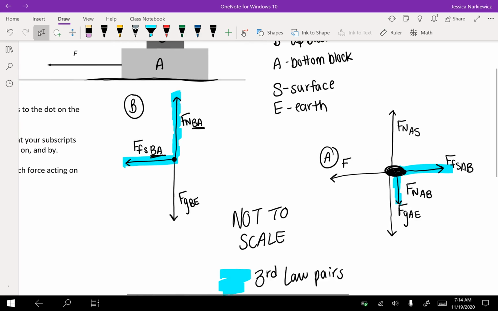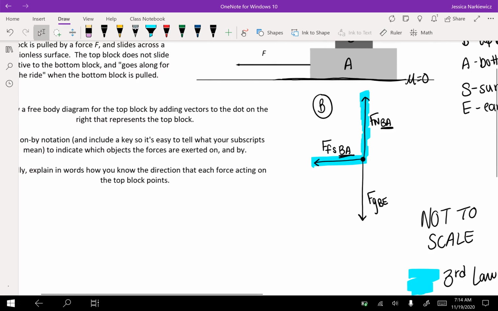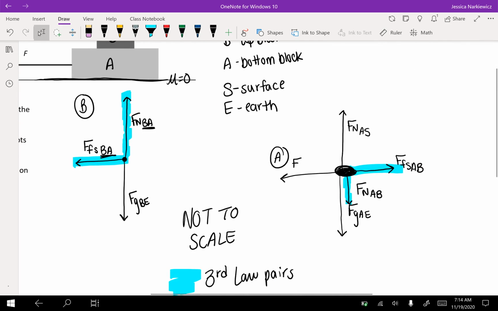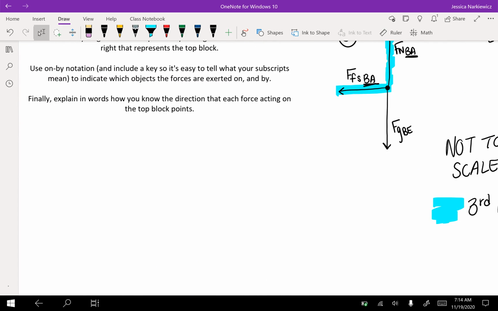Okay, and there's no kinetic force of friction on A because the coefficient of friction between A and the surface is 0, because it is a frictionless surface. Okay. And then we're asked to explain in words how we know the direction that friction acts.